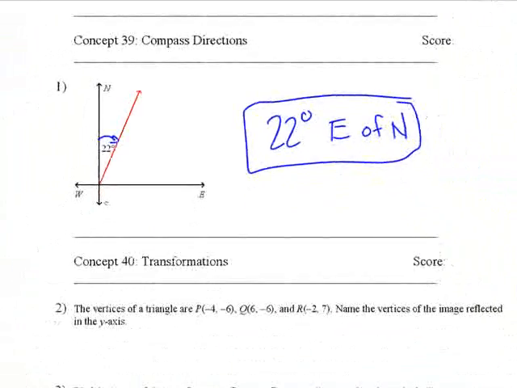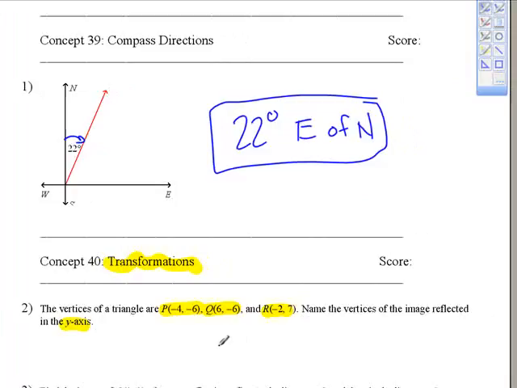Number 2, on transformations, we're trying to figure out where the vertices of P, Q and R will end up after we reflect across the y-axis. Any ideas on how we can approach that? If we go across the y-axis, we're going to go across the vertical axis, right? So if I take a point that's right here and I flip it across the y-axis, it's going to be over here.